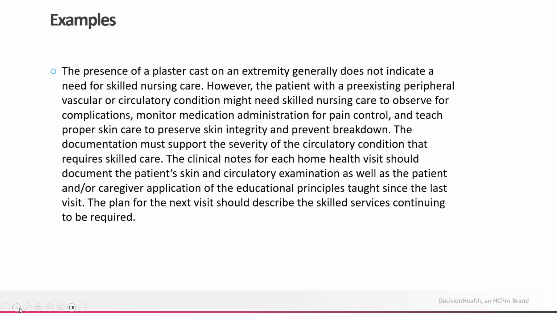So these come directly from the Medicare Benefit Policy Manual, and I thought they were pretty good examples for us to go over in this webinar. The presence of a plaster cast on an extremity generally doesn't indicate the need for skilled nursing care. However, the patient with a pre-existing peripheral vascular or circulatory condition might need skilled nursing care to observe for complications, monitor medication administration for pain control, and teach proper skin care to preserve skin integrity and prevent breakdown. The documentation must support the severity of the circulatory condition that requires that skilled care.